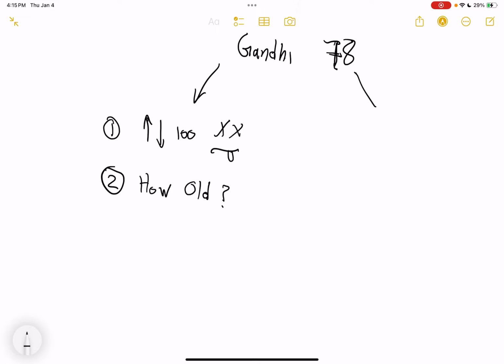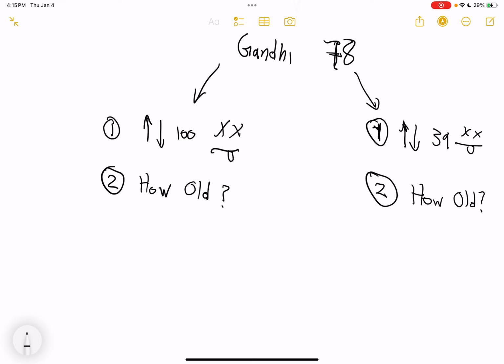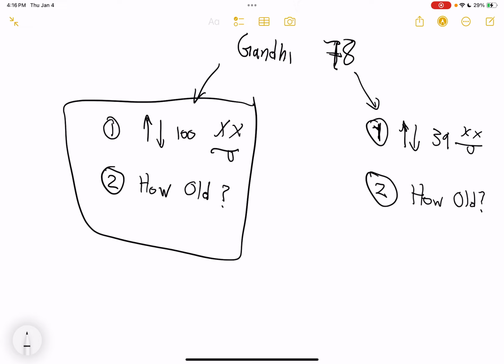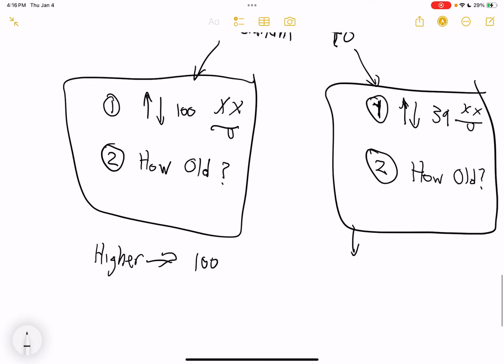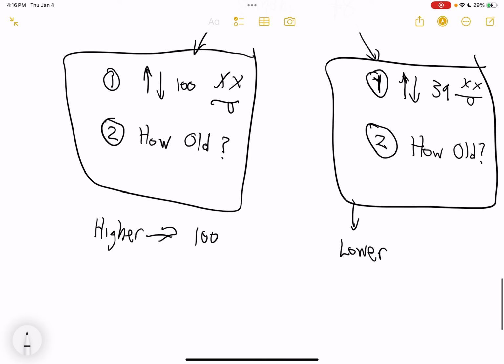Then the second survey, for different people, has a totally different first question. In this case, we say, was Gandhi older or younger than 39 when he died? And then the second question was the same: how old do you think Gandhi was when he died? And what we see is, in survey 1, people tend to guess higher ages for Gandhi, ages that are closer to 100. Versus in survey 2, they tend to guess overall lower ages, closer to 39 for Gandhi. And why is this the case?